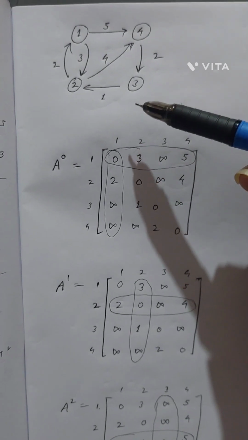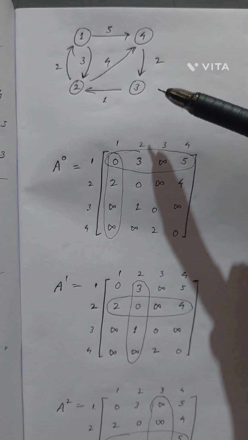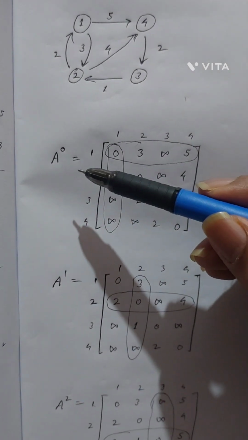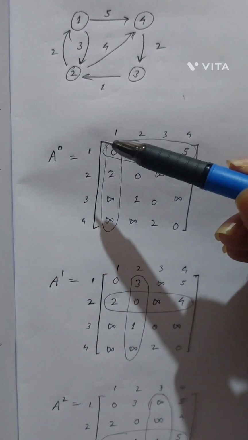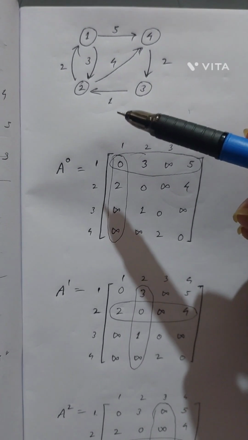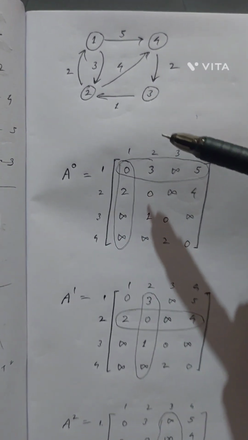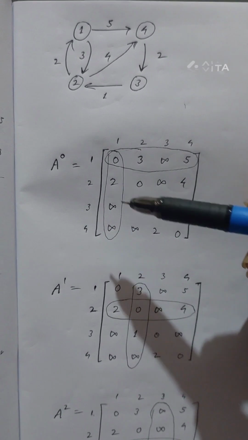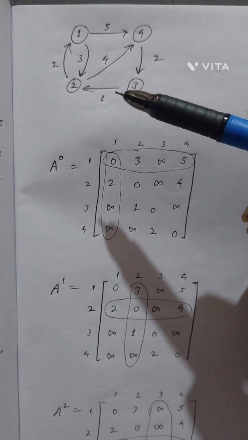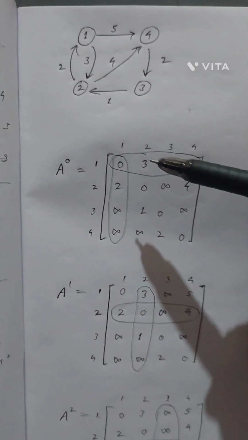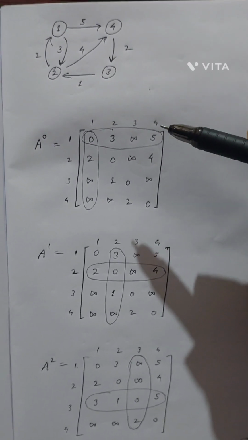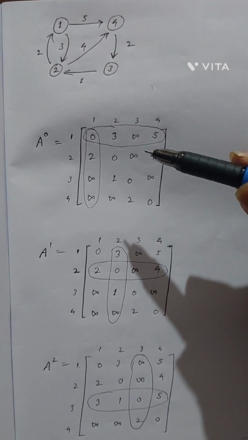I've considered here a simple weighted graph to explain the Floyd-Warshall algorithm. Firstly, construct the weight matrix and name it as A0. The entries in the weight matrix correspond to the weights of the edges between corresponding vertices. In the weight matrix, the diagonal entries are 0, as there is no loop in this graph. Now, if there is no edge between any two vertices, give the weight as infinity.